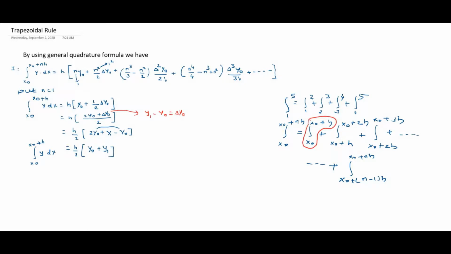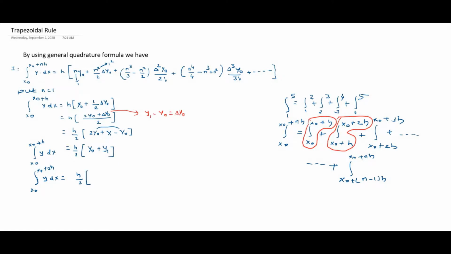Now we have to find the value for the second term, that is x0 plus h to x0 plus 2h. So here we write the integration from x0 to x0 plus 2h of y dx, and directly we can write it as h divided by 2 into bracket.